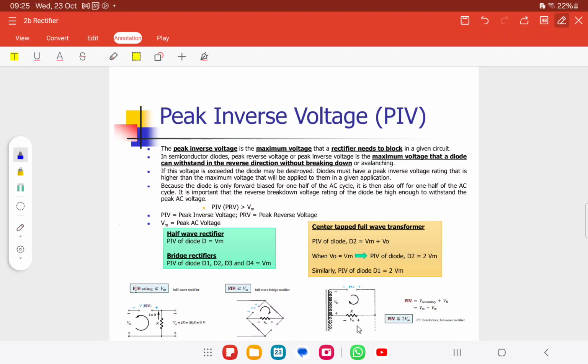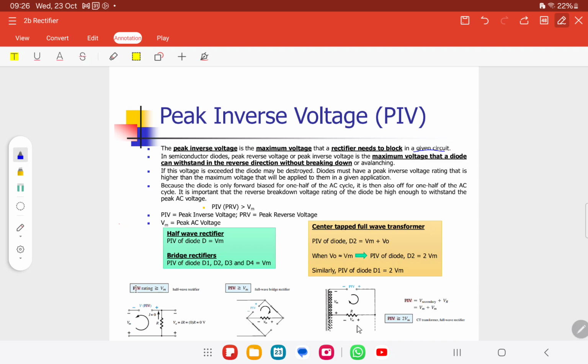Okay, this one last one, sikit je lagi ni. Ni tak ada apa pun actually. The peak inverse voltage is the maximum voltage that the rectifier needs to block at a given circuit. Okay, because for the diode, it only can cater for positive value for apa tu, forward bias. For forward bias. For reverse bias, kita kena guna Zener diode. Okay, to cater on the reverse region.